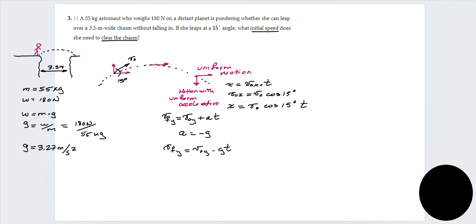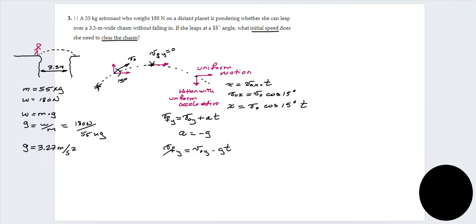Now, if we try to calculate the time for the highest point of the trajectory, we know that the final velocity at that point in y would be 0, right? So we're going to find the time needed to go from the point where the astronaut is jumping to the highest point of the trajectory. The time of flight would be equal to 2 times that time, right?